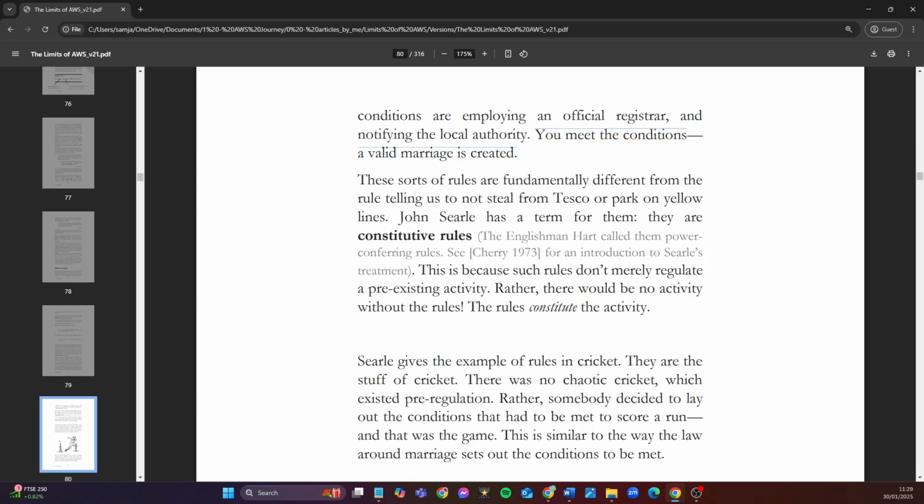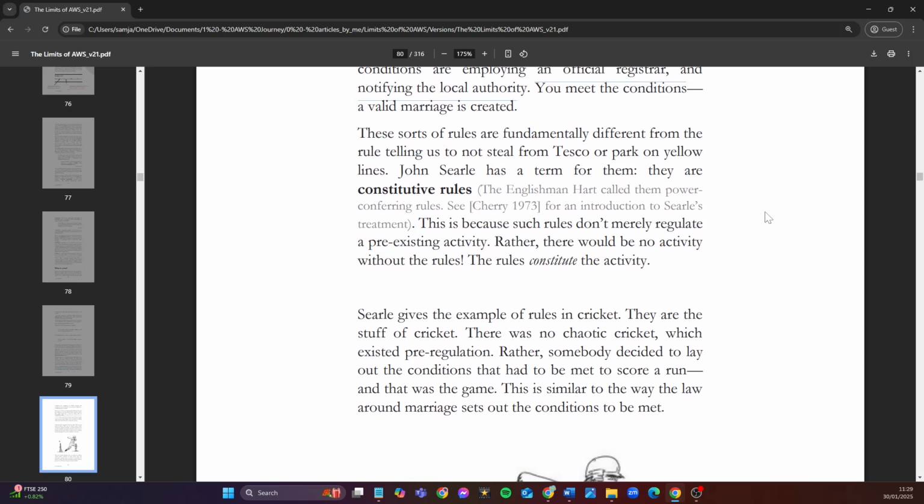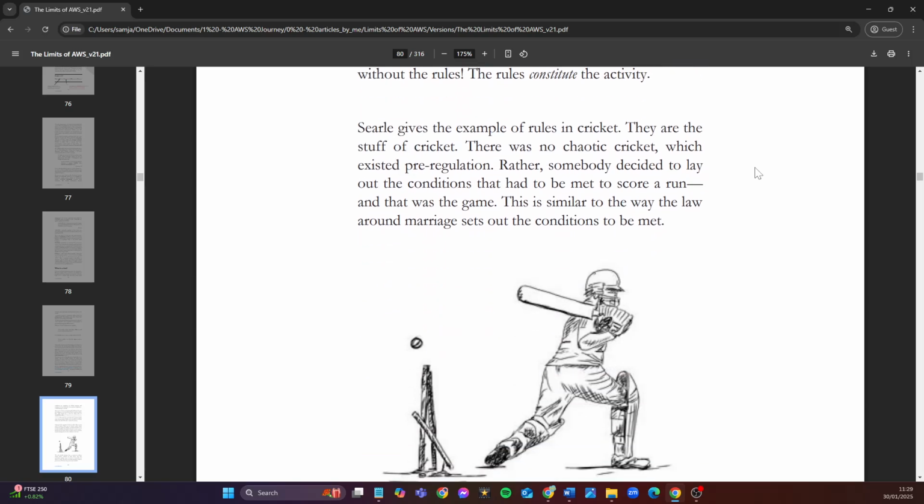These sorts of rules are fundamentally different from the rule telling us not to steal from Tesco or park on yellow lines. The philosopher John Searle has a term for them. They are constitutive rules. And H.L.A. Hart, another philosopher, called them power-conferring rules. This is because such rules don't merely regulate a pre-existing activity. Rather, there would be no activity without the rules. The rules constitute the activity. So John Searle called them constitutive rules.